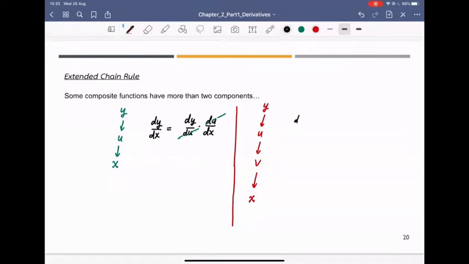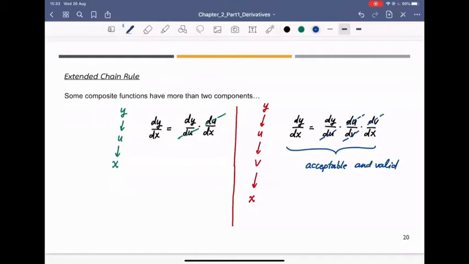If you want to use the chain rule to find dy by dx here, what are you going to do? You're going to do dy by du, multiply du by dv, and then dv by dx. So you can think of it like du cancels and dv cancels, right? So this is more than one chain, but it's still acceptable and valid.